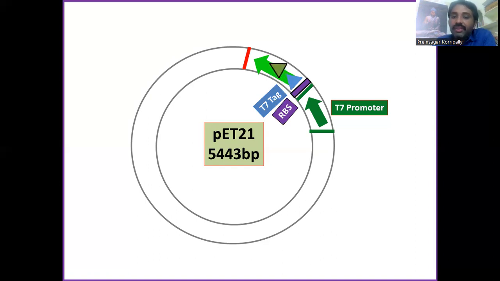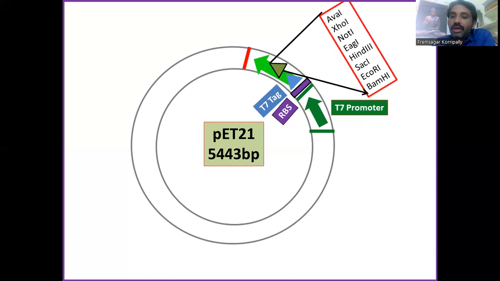After the T7 tag, there is a polylinker site or multiple cloning site where a series of restriction sites will be there. By using them, you can clone your gene of interest. The polylinker, or MCS, multiple cloning site, of pET21 has BamHI, EcoRI, SacI, HindIII, EagI, NotI, XhoI and others. These are the restriction sites in the multiple cloning site of pET21. So you can use any two of these restriction sites to clone your gene of interest.